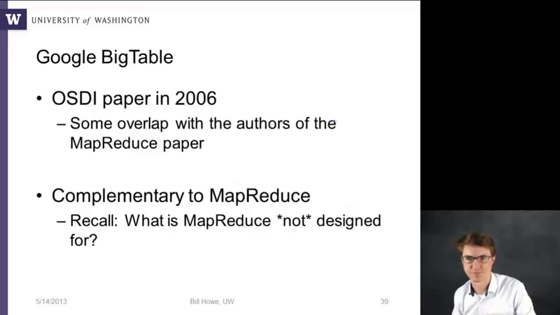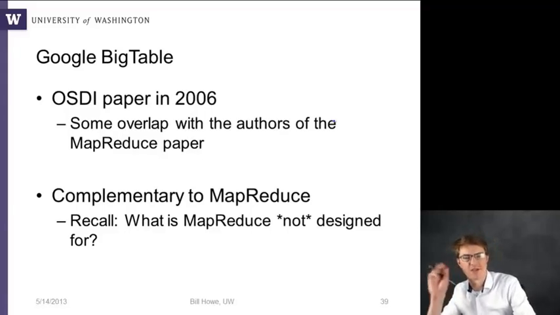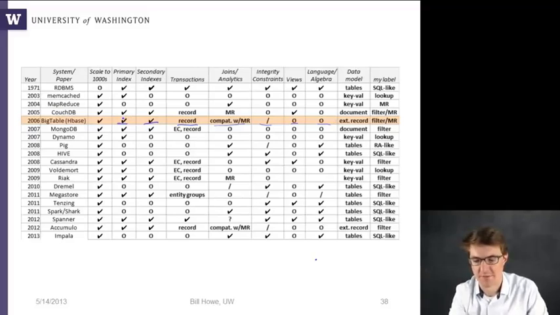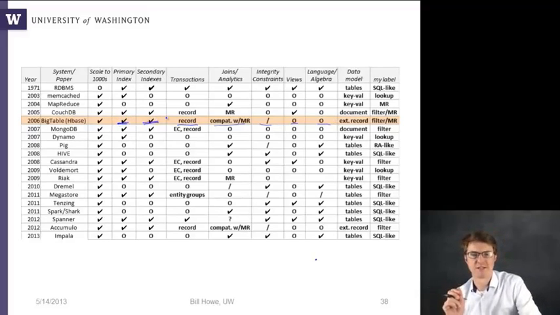Okay. So this is a paper in OSDI from 2006 and some overlap with the authors of the MapReduce paper, and it was sort of designed from the start to be complementary of MapReduce. So if you can remember, what was one of the main things that was missing from MapReduce, or maybe a few things that were missing? Well, in particular, you couldn't look things up by index. You couldn't get these little sort of low latency accesses.